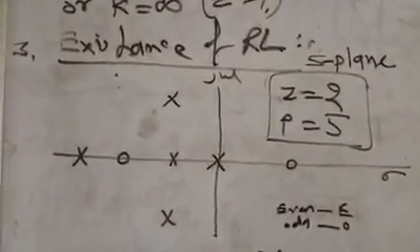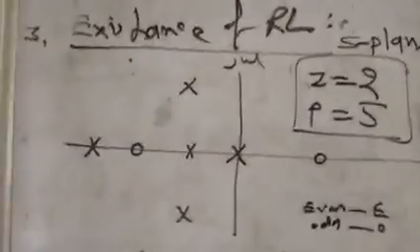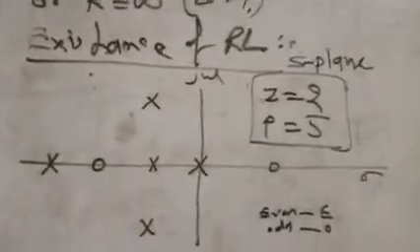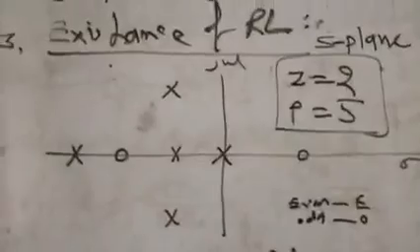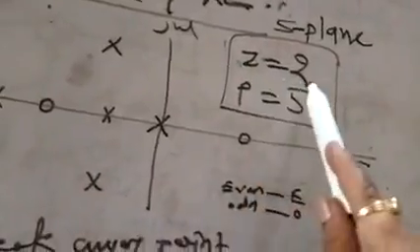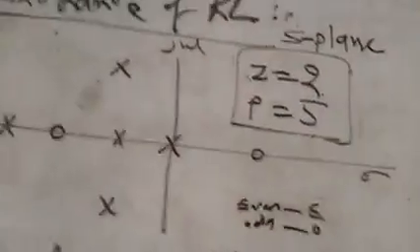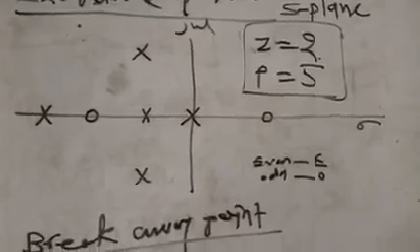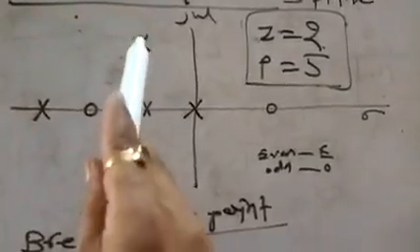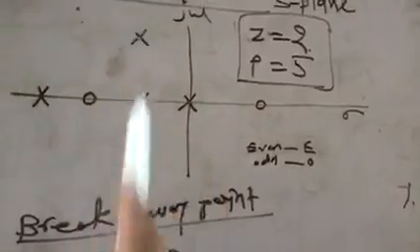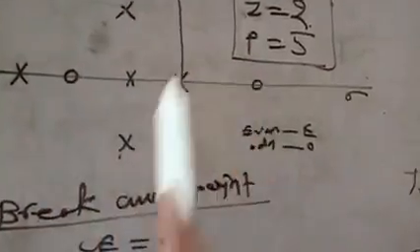Then the third is the existence of root locus. This is a very interesting point, and we understand it with the help of one example. For example, the number of zeros is 2 and the number of poles is equal to 5. So this is one S-plane. First indicate the number of poles and the number of zeros. Here it is clear that there are complex poles, and there is no complex zero. There are two complex poles.